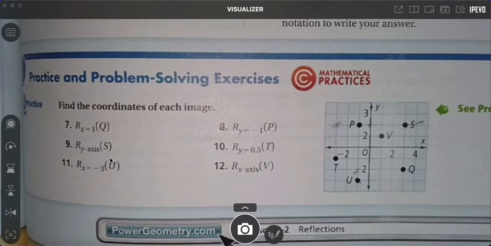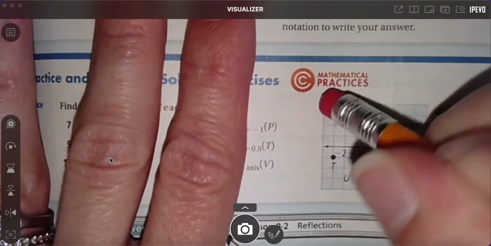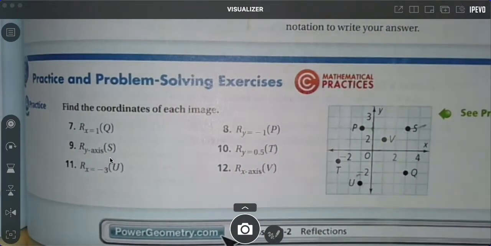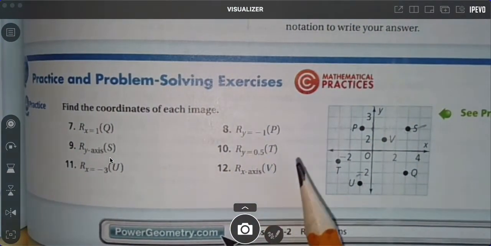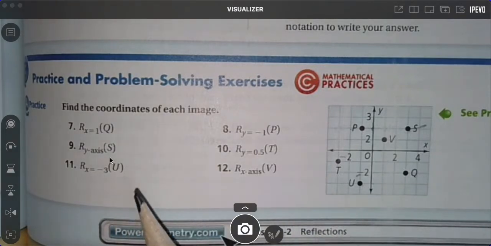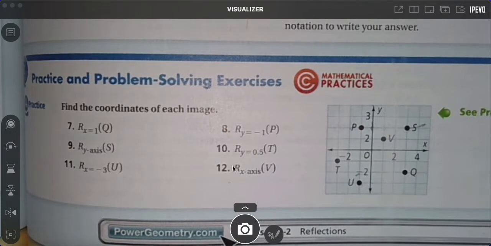Is everybody good with that? Okay. Now, y'all want to do one more? Yes, one more, because this is what's on your worksheet. Let me erase this so it doesn't confuse us. Which one do y'all want to do? 11, 10, 12. Which one do y'all think y'all need? 10. Okay. So y equals 0.5.